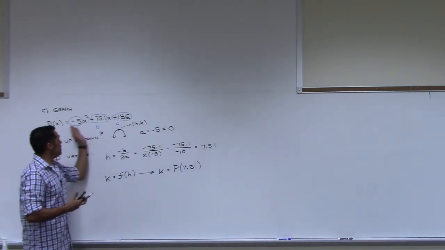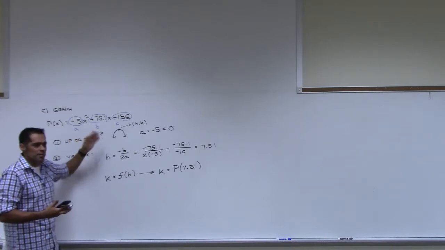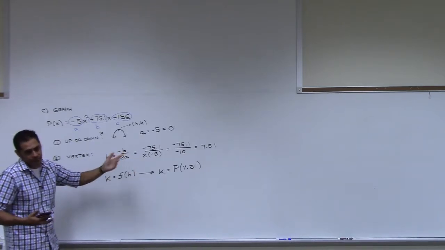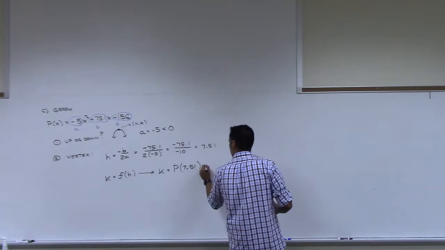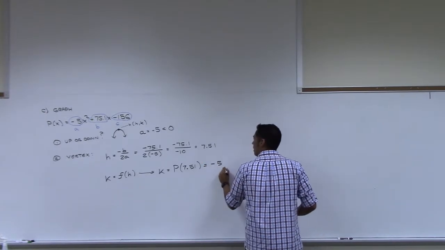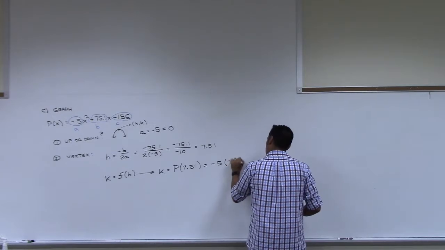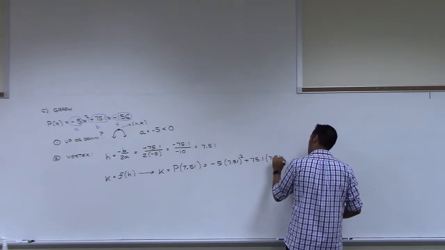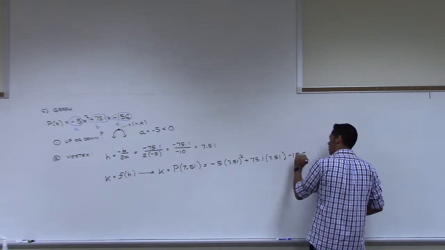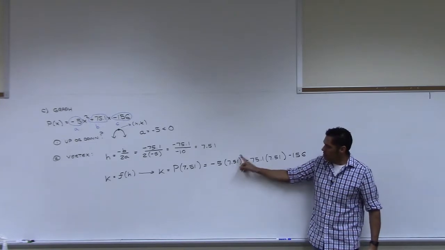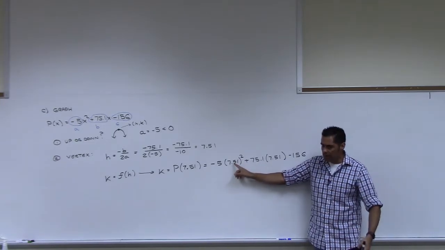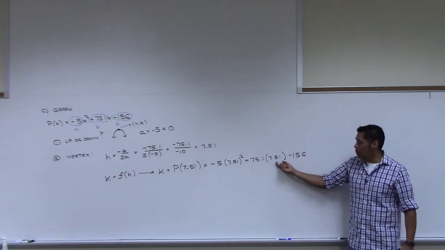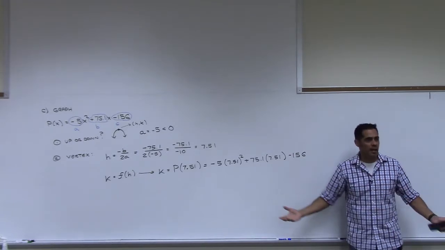Like in the past when I've given you functions and asked you to plug things in, I've always given you nice numbers, like plug in 2 or plug in negative 3, and it's never been a decimal, but now it is. All right? So here's what I have to do. Negative 5, parentheses, 7.51 squared plus 75.1 times 7.51 minus 156. So remember, we're going to have to square the 7.51 first on our calculators, then multiply that times negative 5. Do 75 times 7.51, figure out what that is, subtract 156, and we're going to get some number here.